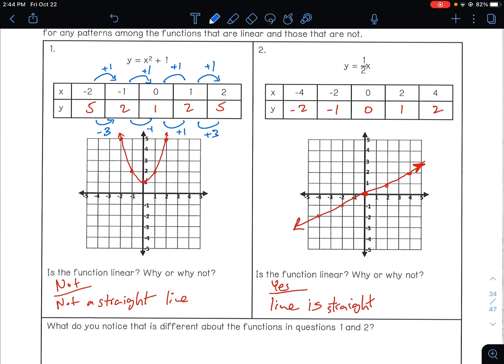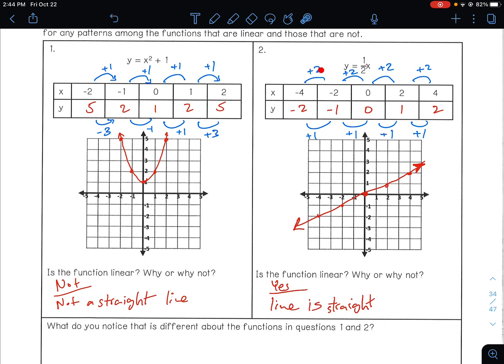Whereas if I look at this one, let's take a look at all these. From -2 to -4 to -2, that's adding 2. And you're adding 2 more, and you're adding 2 more, and you're adding 2 more. On the bottom, what is my rate of change? From -2 to -1, I'm just adding 1. Then I add 1. Then I add 1 again. Then I add 1 again.